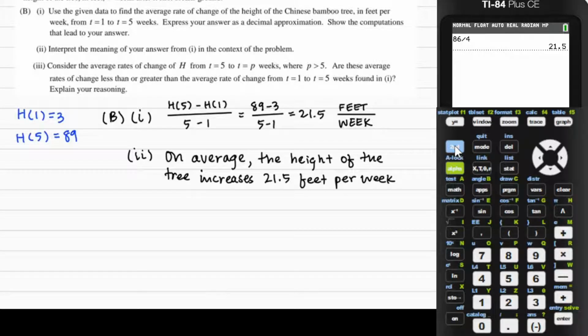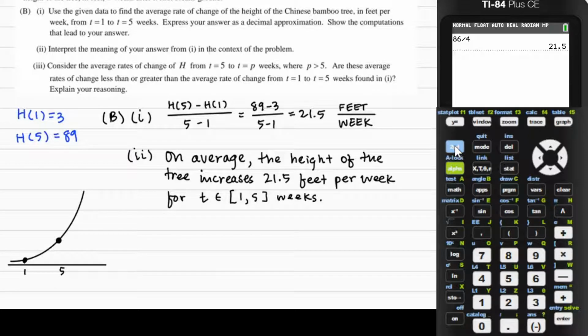feet per week. And I think that's going to be good enough because they said in the statement of the question t equals 1 to t equals 5 weeks. But I'm going to just give the best possible answer, and identify the time interval as well. So I'm going to say on average, the height of the tree increases 21.5 feet per week for t between 1 and 5 weeks.